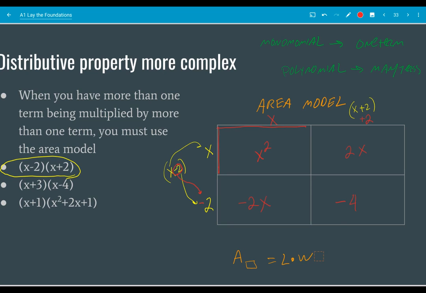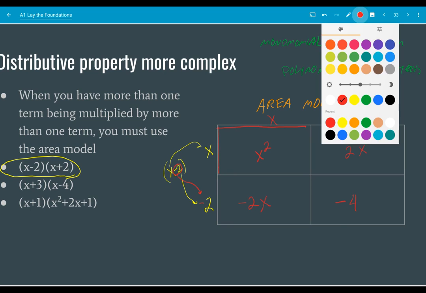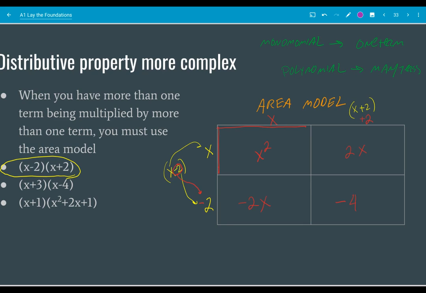Now, what we do from here, once you do this with the area model, is you scoop all of this out and you write it down. So you're going to do x squared. I'm going to go around the circle this way. 2x is positive, so I'm going to add 2x. I'm going to add negative 4, and I'm going to add negative 2x.